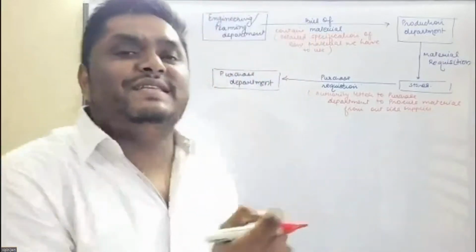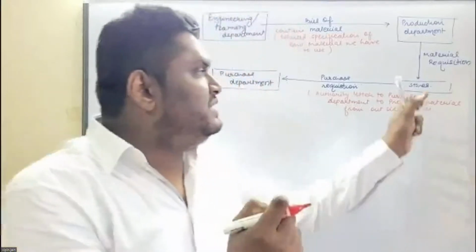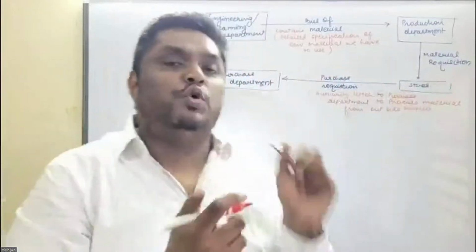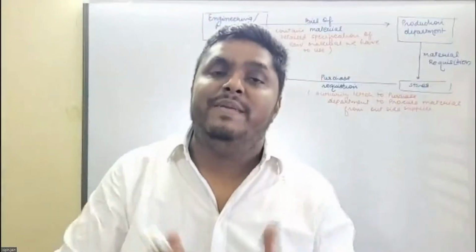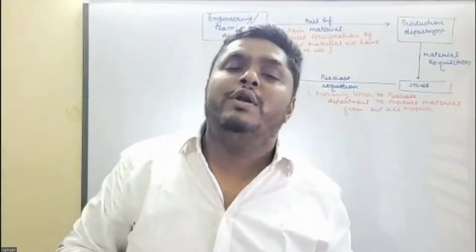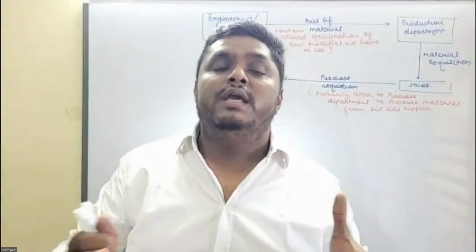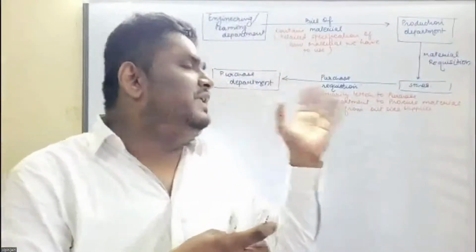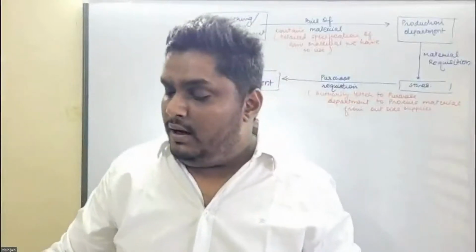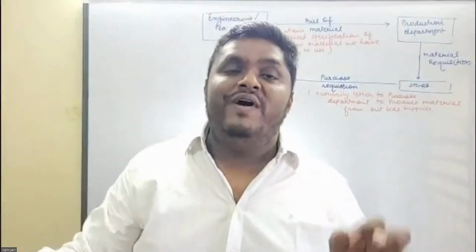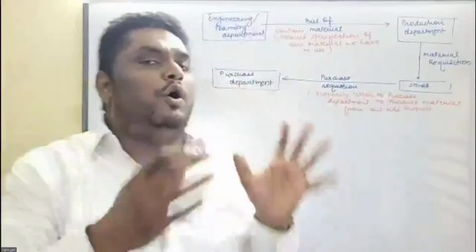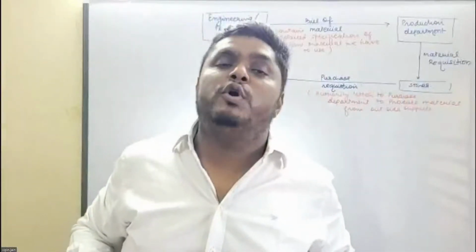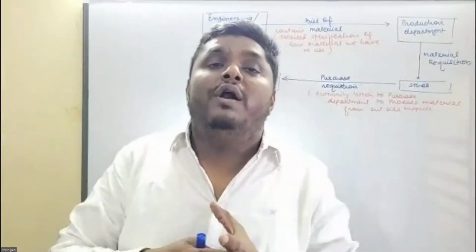So what is a purchase requisition? This purchase requisition is issued by the stores department to the purchase department. It is more or less like an authority letter to the purchase department that you can proceed for purchase of this raw material from the outside supplier. Now, once the purchase department gets the authority that now I am authorized to procure it from the outside supplier, what will they do?